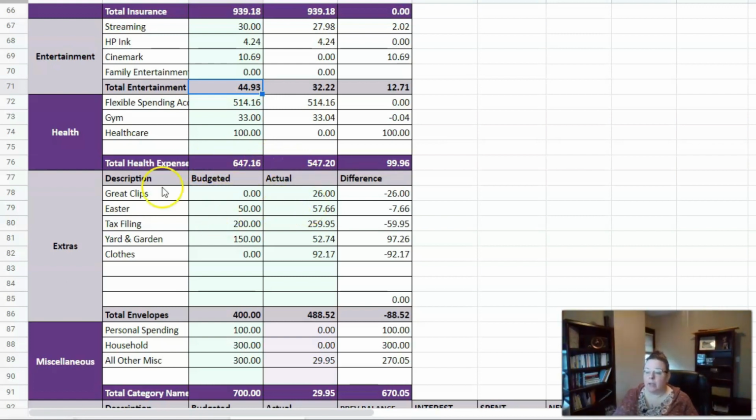And then this was the extras that we had in April, all the different things that were going on. And so my mouse is not working very well.